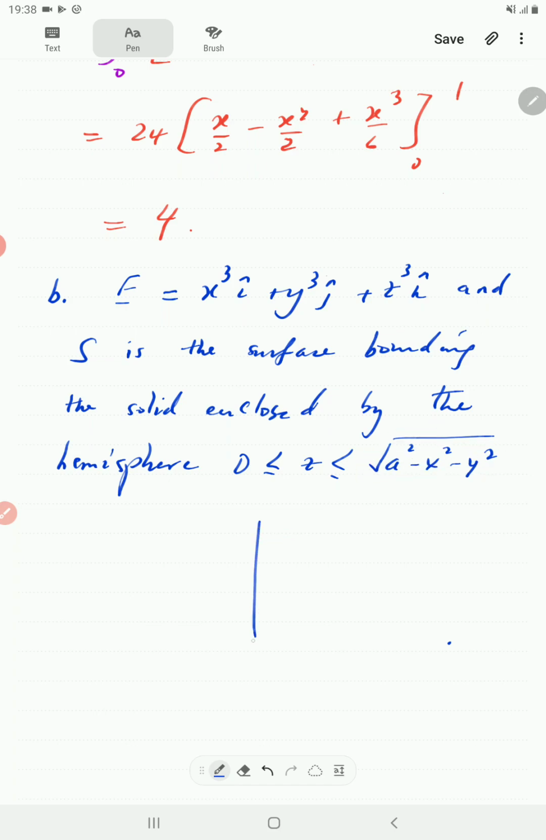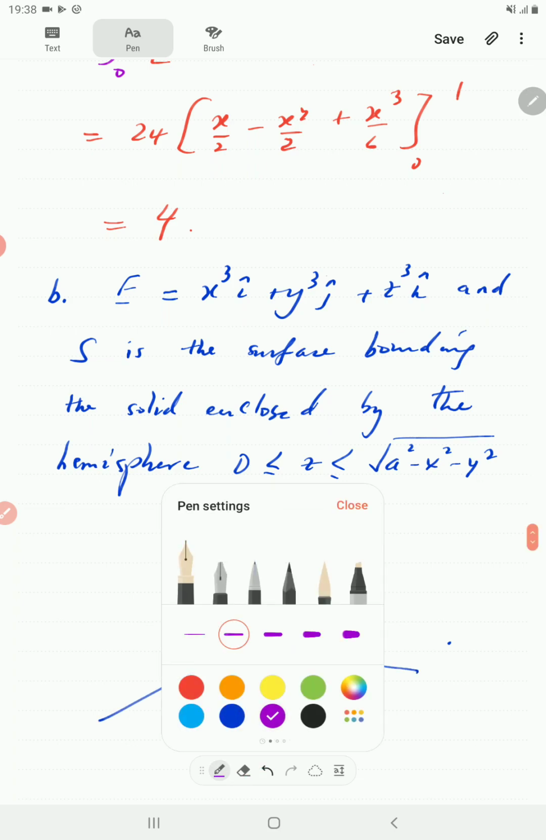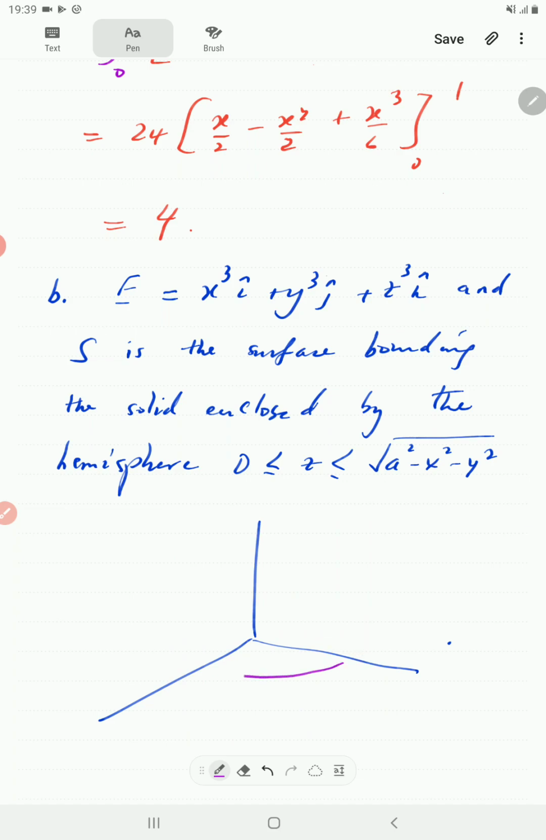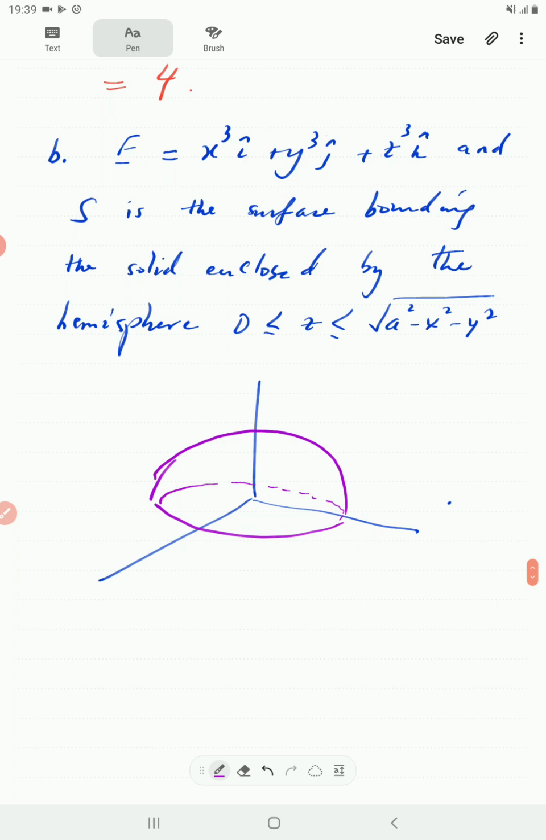So again, just a quick sketch. So we basically just have this hemisphere here. So this is the base of it. So we're going to do the divergence of f. It's going to be 3x squared y squared plus z squared.